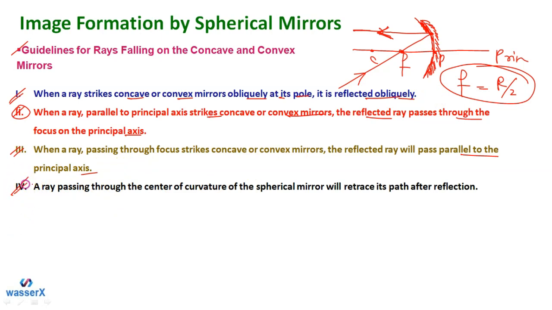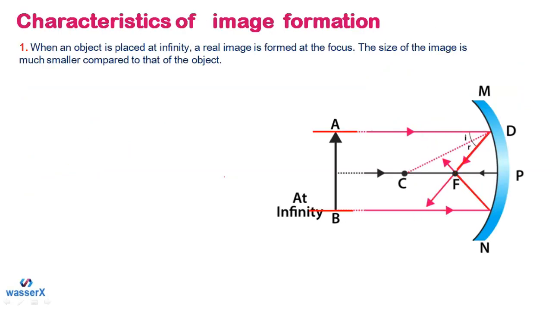Now you have the fourth one. A ray passing through the center of curvature of the spherical mirror will retrace its path after reflection. It's simple: any ray passing through the center of curvature of the spherical mirror will retrace its path after reflection.